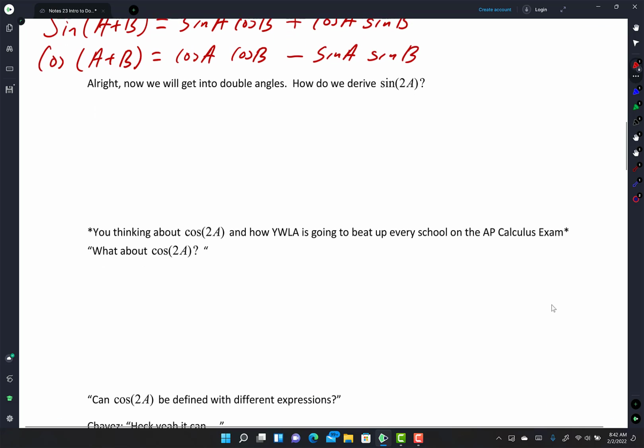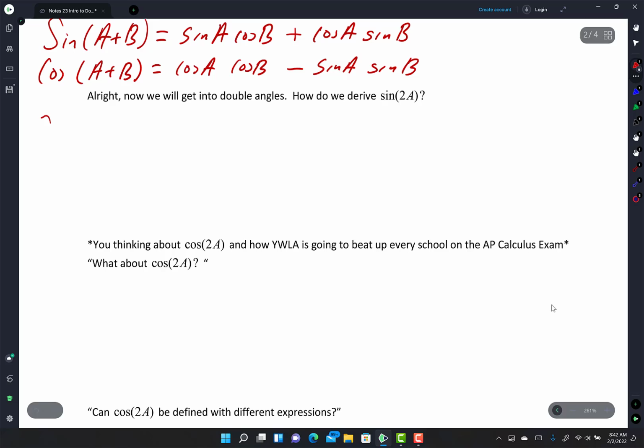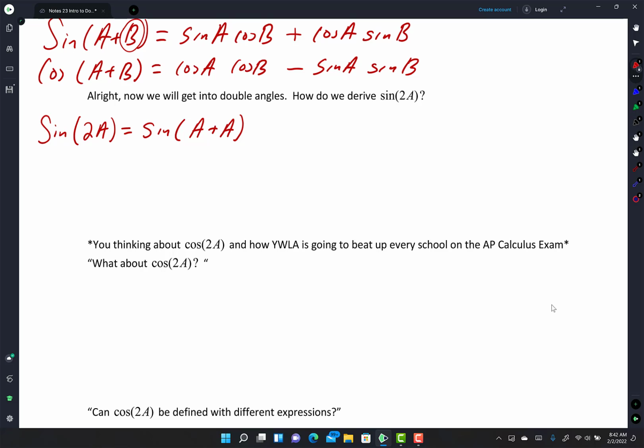Y'all ready? Here we go. Sine 2a. We're going to do a hack. I'm going to write sine 2a is the same thing as saying sine a plus a. Do you see the hack that we're using? I'm using the hack of calling this b up here an a. So anywhere I see the argument b, I'm going to change it to a. So I'm going to write sine a cosine a plus cosine a sine a.